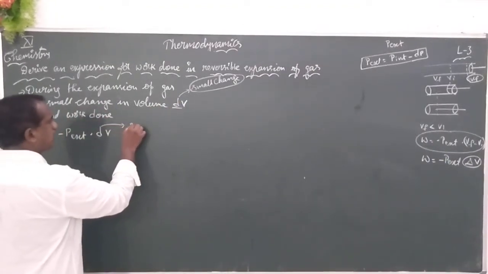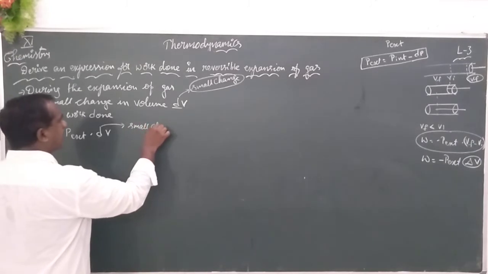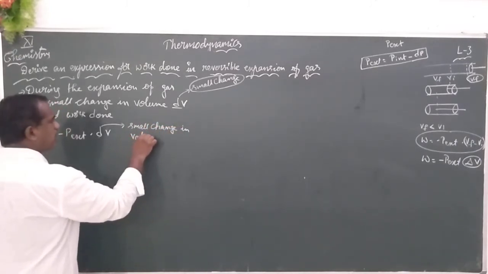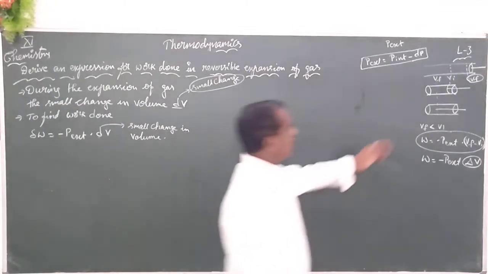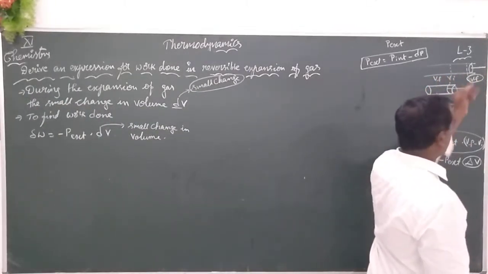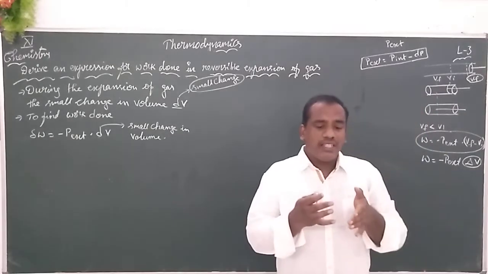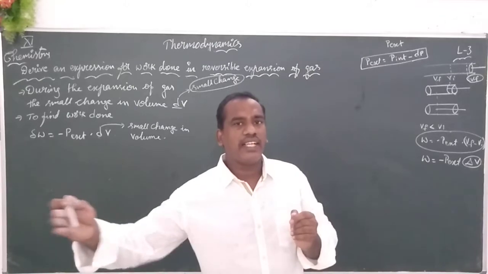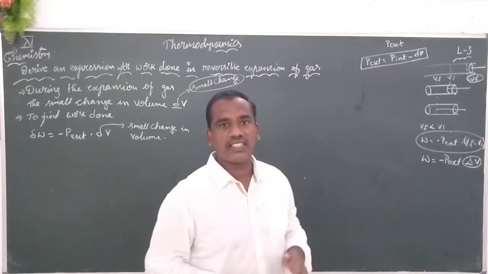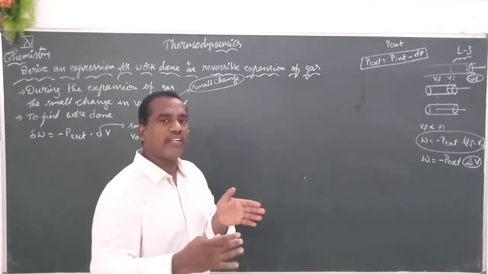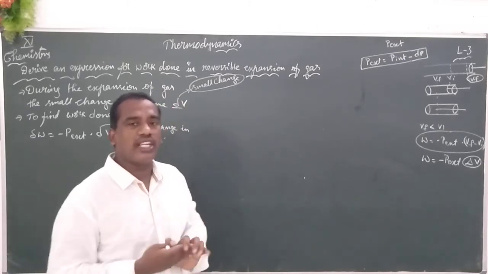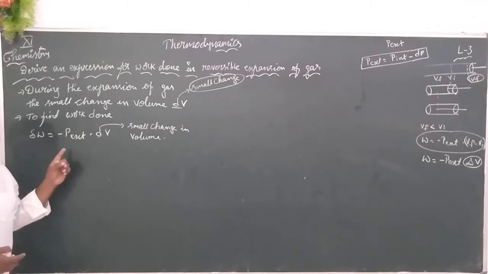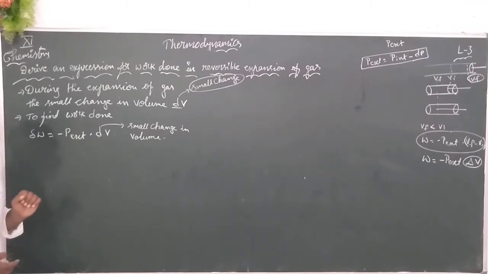There is a small change in volume because the piston was moved forward from the initial position. Means the volume is not going to suddenly increase. It is just going to slightly increase as the work is done by the system. The gas is expanding. It will not expand all at a time. There is a small change in the volume. So how is the work done? We are giving work done is equal to minus P external into the small change in the volume.